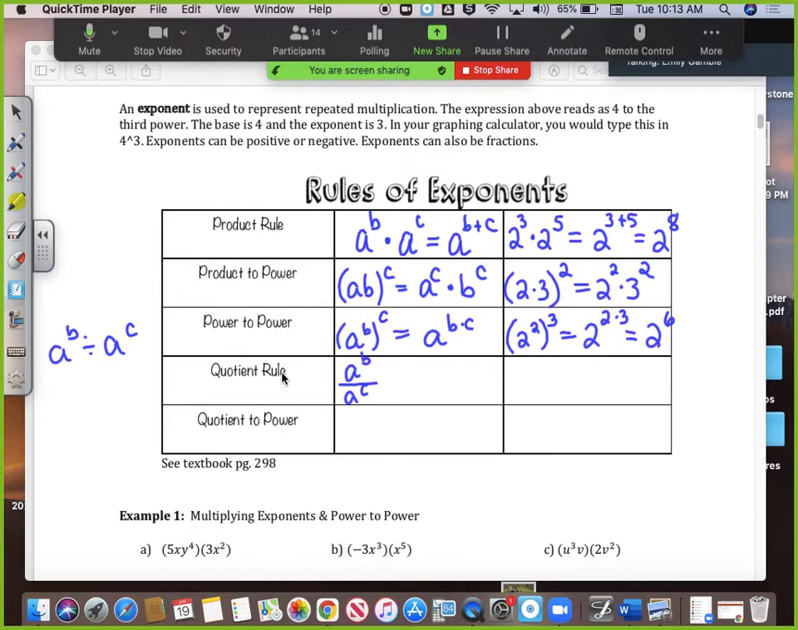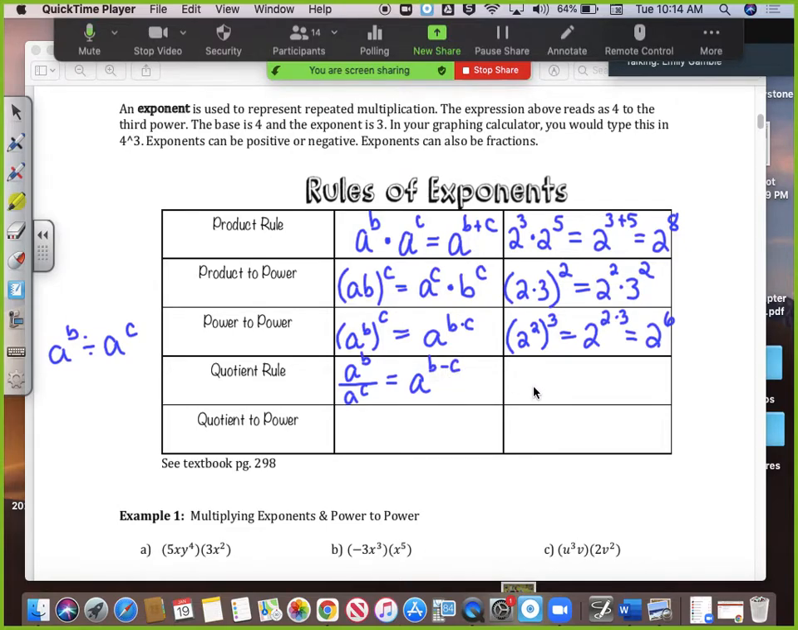But anyway, if you have 2 numbers that have the exact same base, in this case a, you can simplify by subtracting the exponents. Instead of a to the b over a to the c, I can make it all one base of a, and subtract the 2 exponents to get the final answer. It's basically the opposite of the product rule. When you're multiplying things with the same base, you add the exponents. When you're dividing things with the same base, you subtract the exponents.